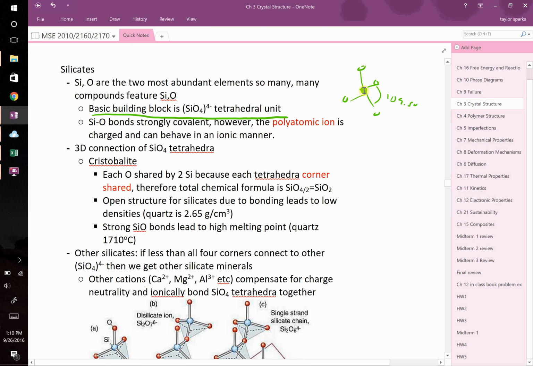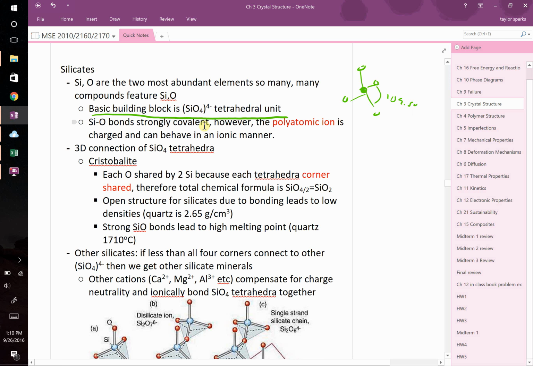So you have your silicon in the middle, and it's surrounded by 4 oxygens. Well, if you do the math, silicon's plus 4, oxygen is minus 2, and there's 4 of them. So that means this unit itself has a minus 4 charge. So it's what's called a polyanion. It's a group of atoms that together is not charge balanced. So for this to form structures, you have to get rid of that charge imbalance. You have to make it balanced, right?